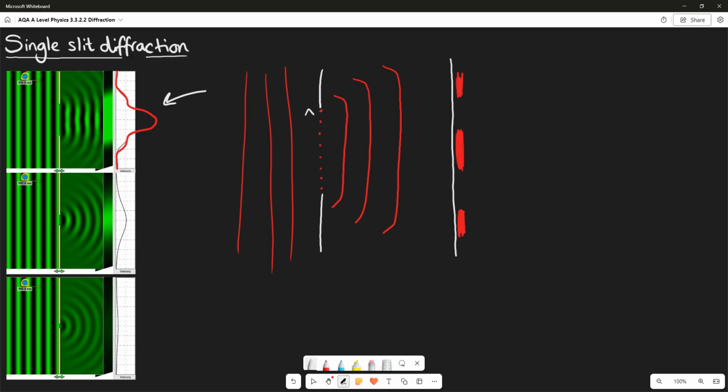So what happens is that as the width of that gap increases, the separation between these fringes decreases, and as the wavelength of the light decreases, the separation between the fringes decreases. And we've seen that in the simulation that we've just watched.